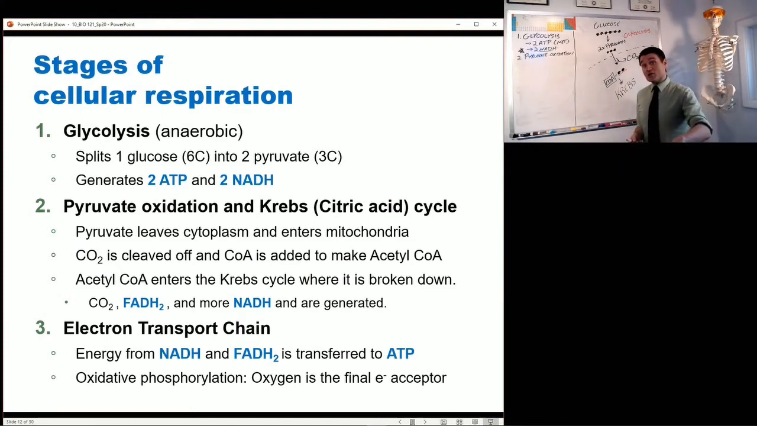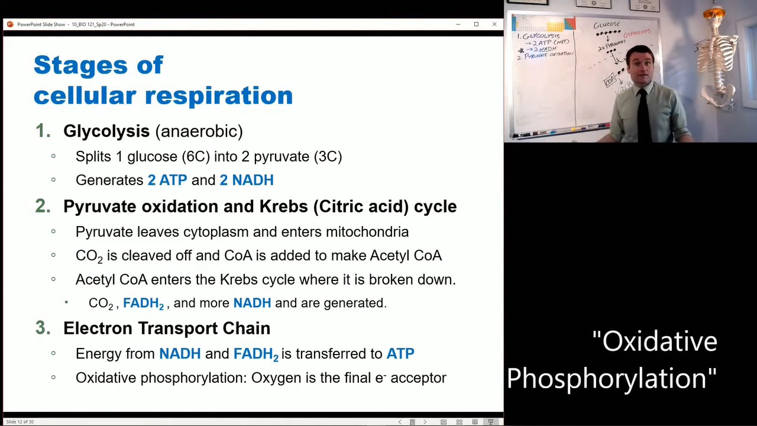Be patient with this. Eventually, we're going to convert all the energy in these coenzymes over to ATP, but that's the very last step. If you look down at that slide, you can see item number 3 is going to be another electron transport chain.